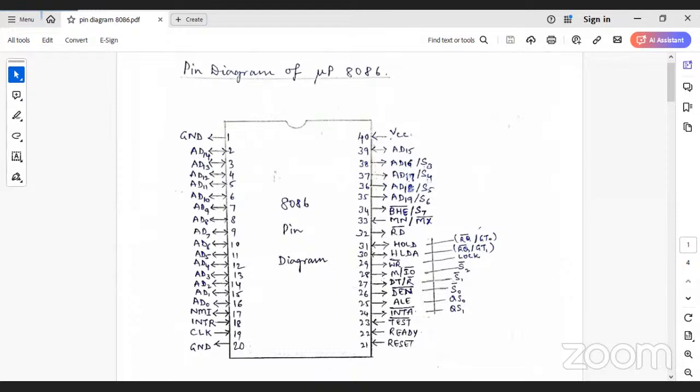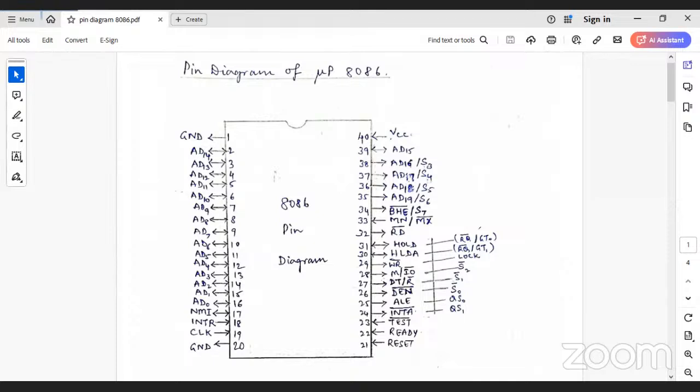You also see what all these pins are, how much material is given in your book. That much is enough for you to write in the exam. Don't go much into the details of it. Simply try to see what the different signals are which are present for you.